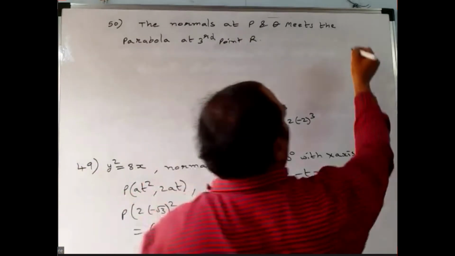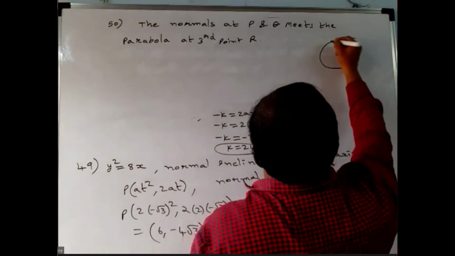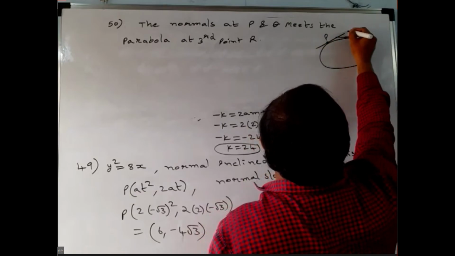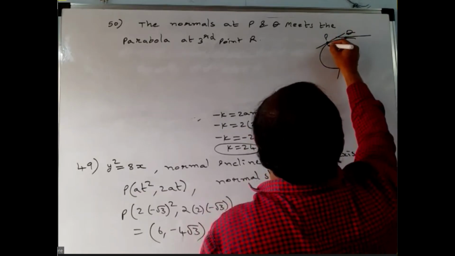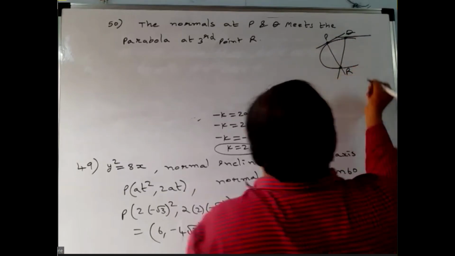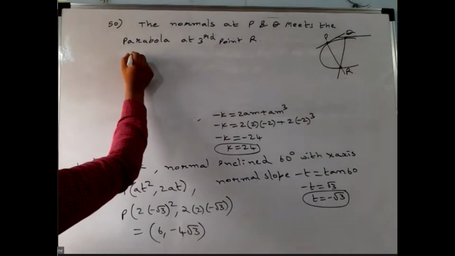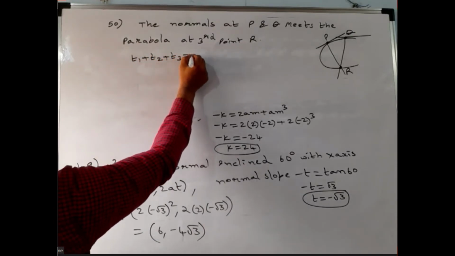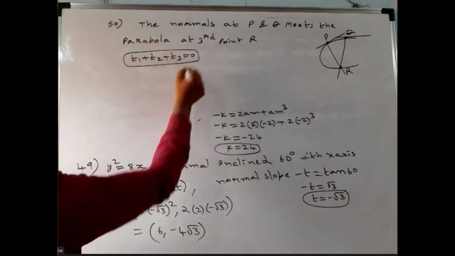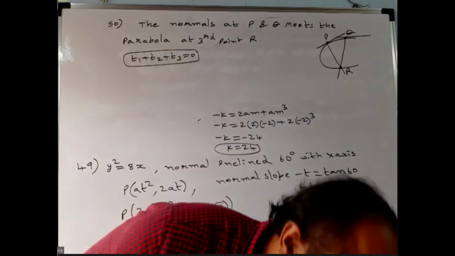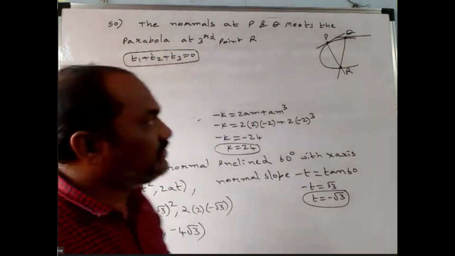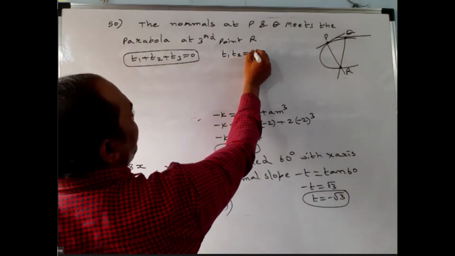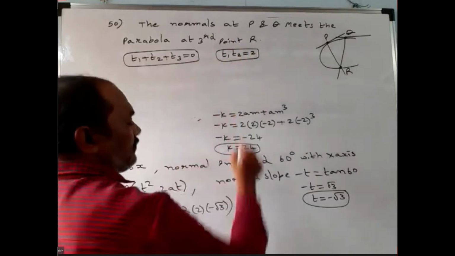Students, the normals at P and Q meet the parabola at R. Then what is the condition? T1 plus T2 plus T3 is equal to 0. This is one of the conditions. Another condition: T1 T2 is equal to 2.